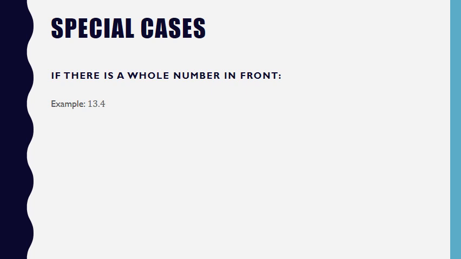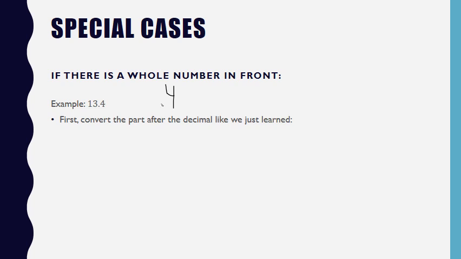So the example we're going to do is 13.4. We're going to convert the part after the decimal, just like we just learned. So we're going to look at just 0.4. Sorry, my thing's being weird. Just 0.4. Let me try writing that again. 0.4.